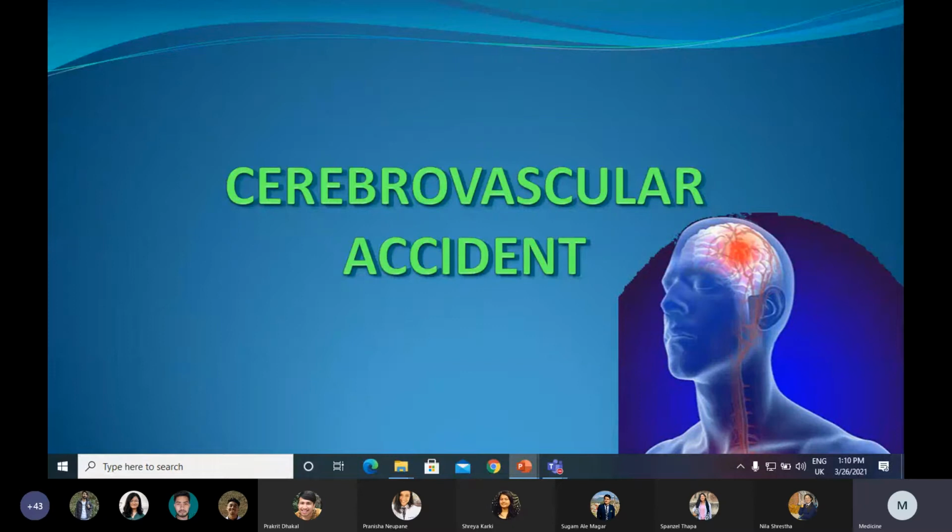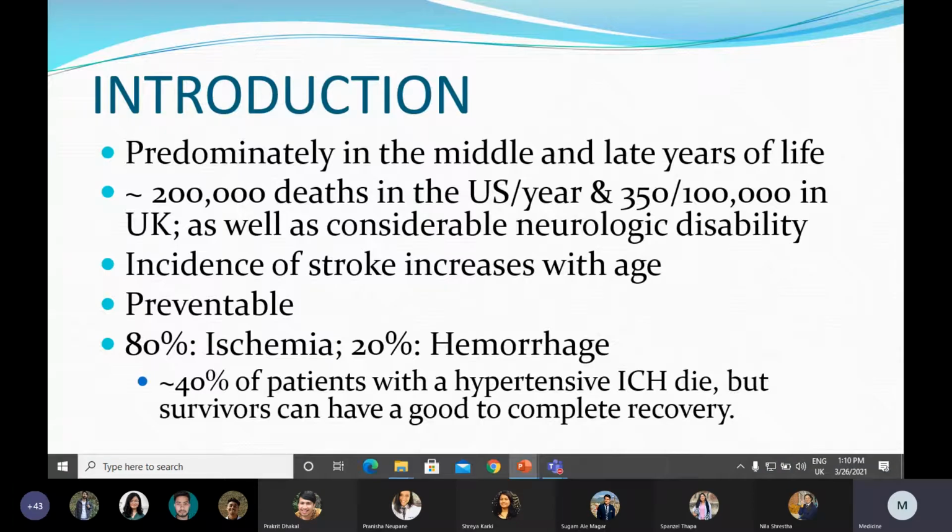We'll talk class on cerebrovascular accidents. Basically, I think it's written as a stroke also, so it's more or less similar. We'll talk about stroke or cerebrovascular accident. This is predominantly seen in the middle and late years of life, and there are many deaths because of this stroke, in the US and UK as well as in the whole world, and even in Asian or black people, they also have a very high number of strokes, and because of the stroke, there are many deaths.